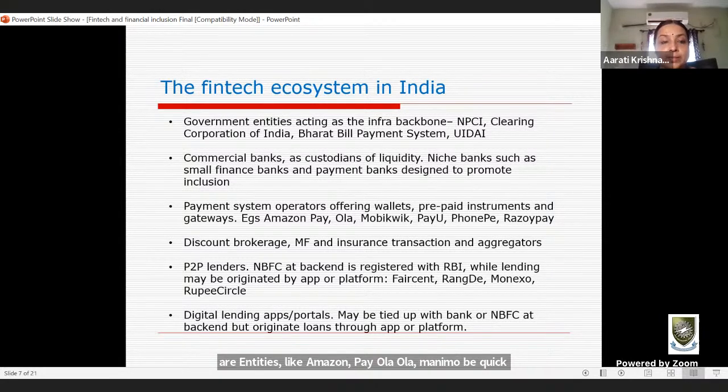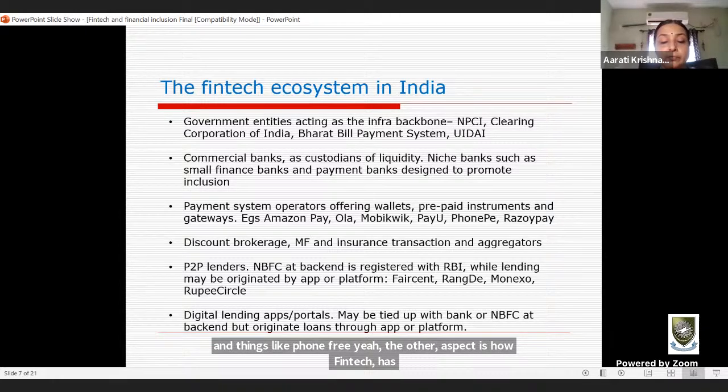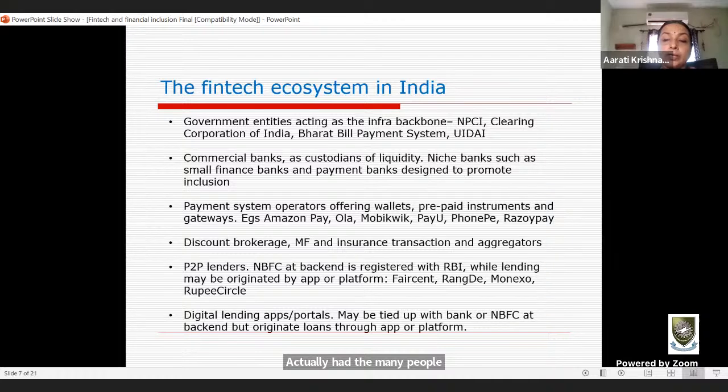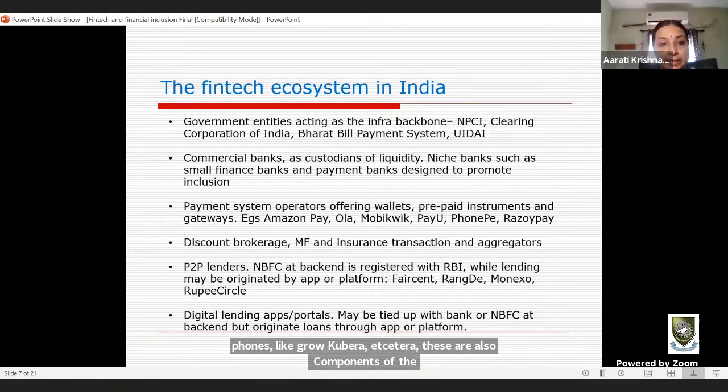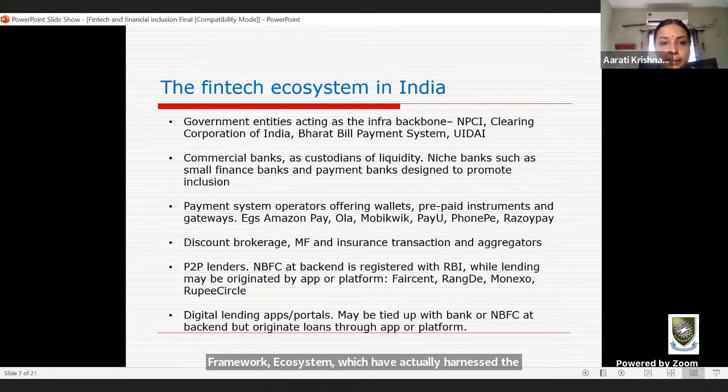Now, the other aspect is how fintech has actually helped many people explore stock market investments for the first time. I don't know if many of you trade on stocks, but if you do, I'm sure you will come across Zerodha, which is the largest discount broker in India. So Zerodha, platforms like Groww, Kuvera, etc., these are also components of the fintech ecosystem, which have actually harnessed the savings of Indians and allow even people with very small amounts to participate in the stock market, mutual funds, insurance, etc.